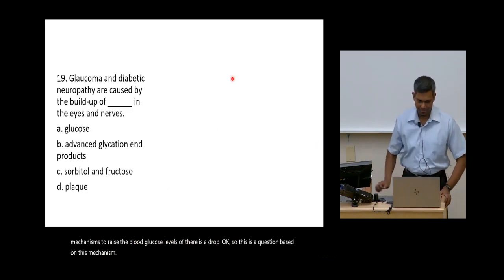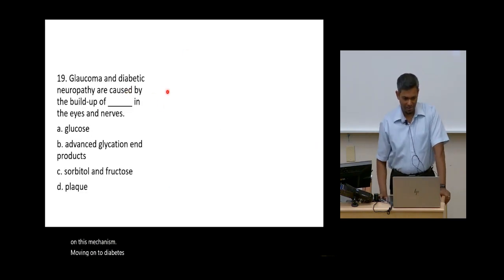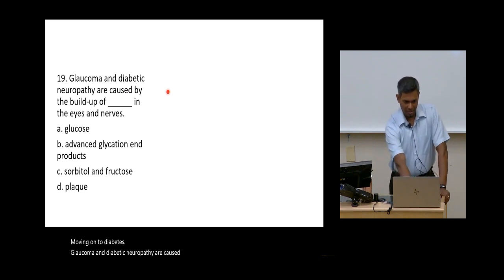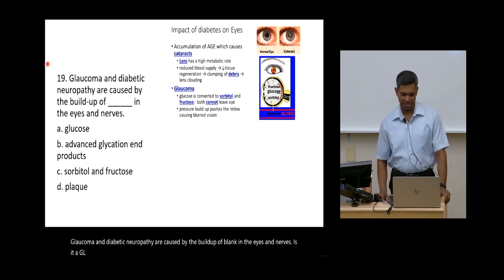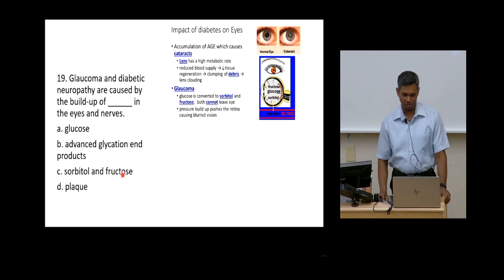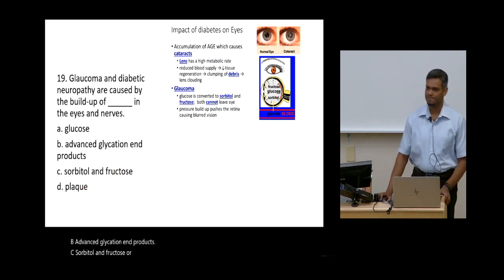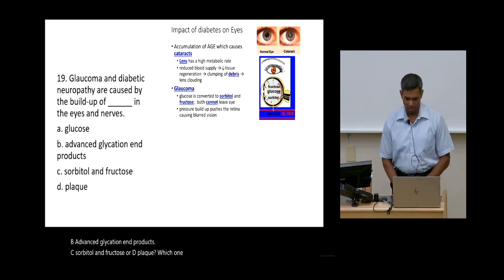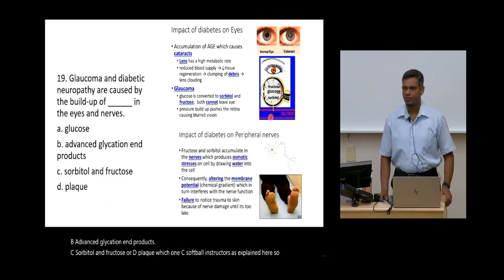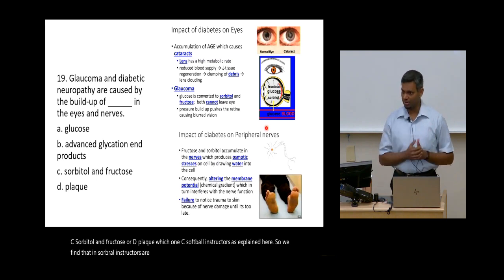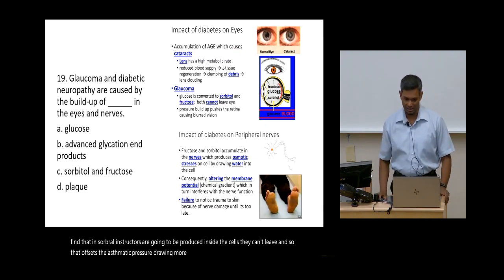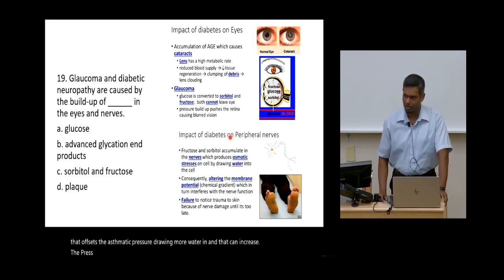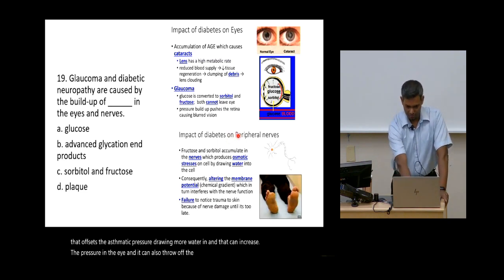Moving on to diabetes, glaucoma and diabetic neuropathy are caused by the buildup of blank in the eyes and nerves. Is it A, glucose, B, advanced glycation end products, C, sorbitol and fructose, or D, plaque? Which one? C, sorbitol and fructose, as explained here. So we find that when sorbitol and fructose are produced inside the cells, they can't leave, and so that offsets the osmotic pressure, drawing more water in, and that can increase the pressure in the eye, and it can also throw off the nerve function as well.